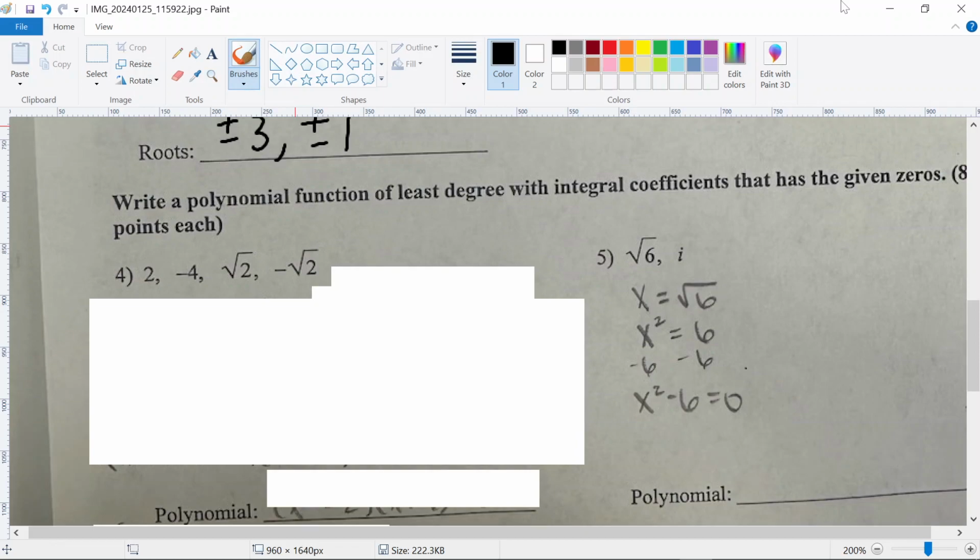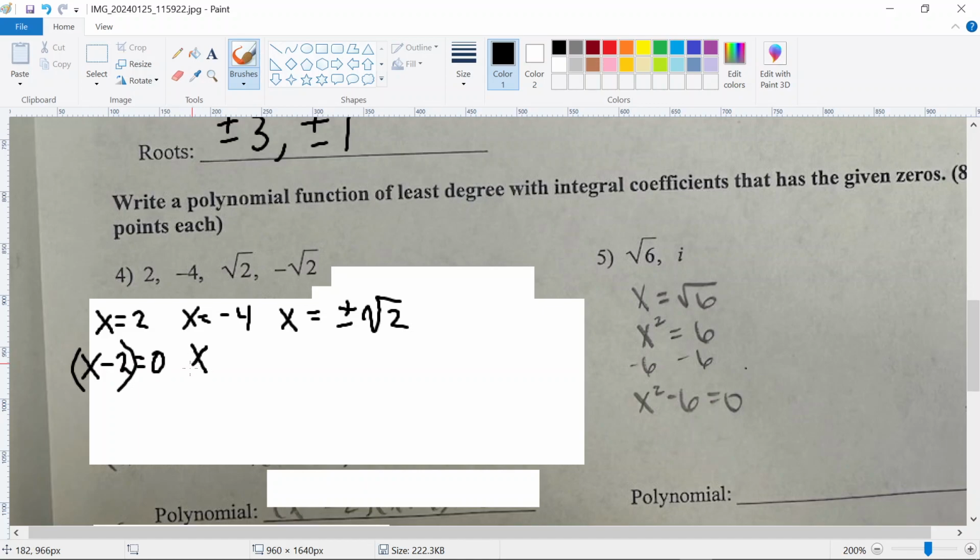So these are the given zeros. This is really x equals 2, x equals minus 4, x equals plus or minus square root of 2. Now I will subtract 2 from both sides. I get x minus 2 equals 0. So the factor is x minus 2. I will add 4 to both sides. It's x plus 4 equals 0, so x plus 4 is the factor.